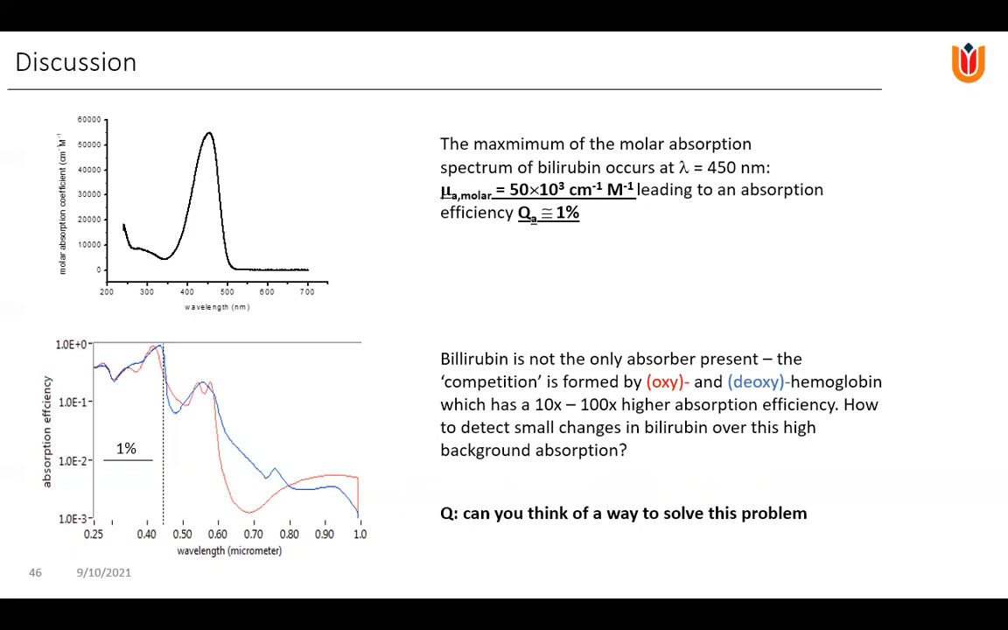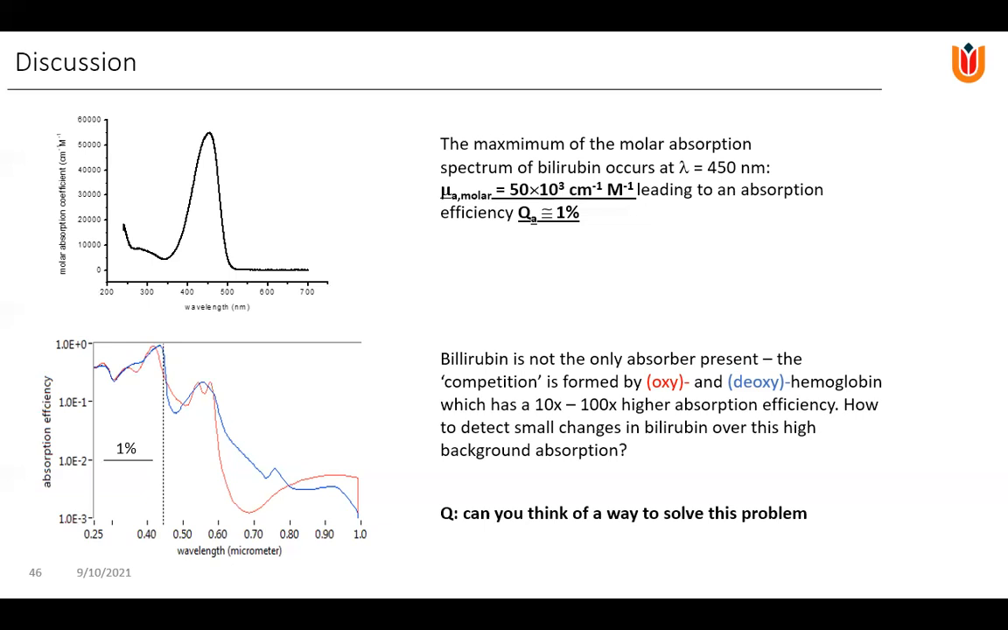So the question is now, can you imagine how difficult it is to do such a measurement on a neonate? Because there are these bilirubin molecules, but there's only a small amount of them. They are much less efficient absorbers than hemoglobin, the blood, which is all present. So the challenge here is to pick out a very small signal over a huge background. The hint is, if you look at this graph, how can you do that? How can you pick that out?